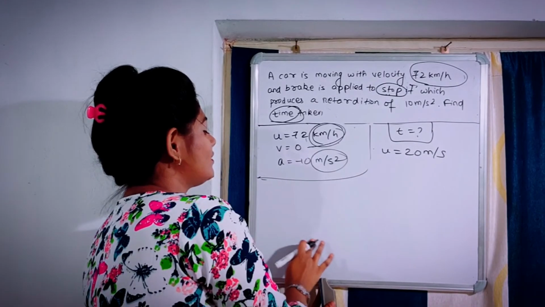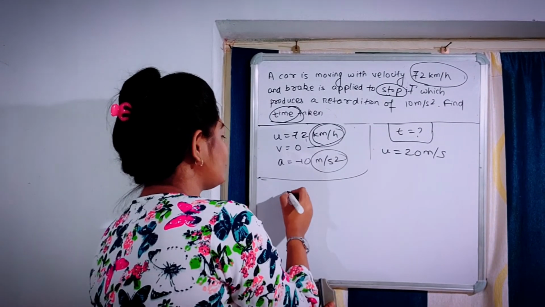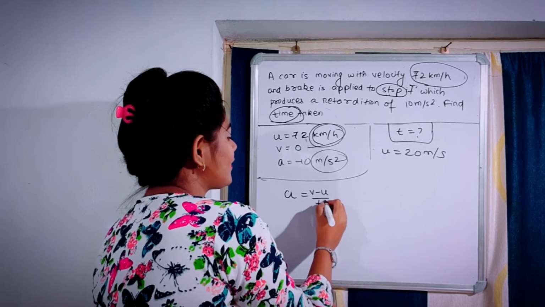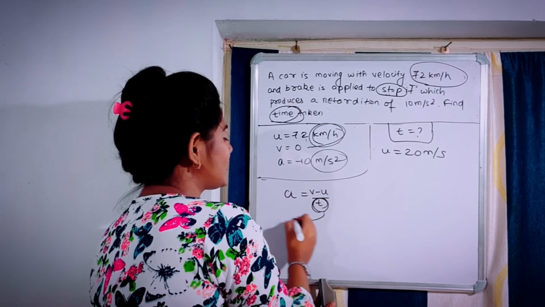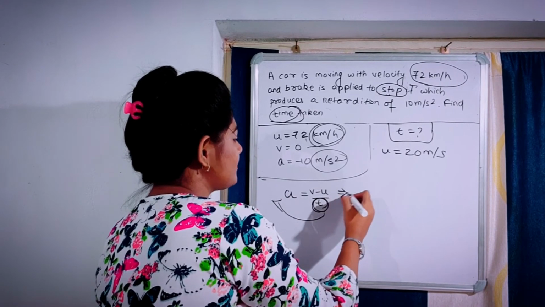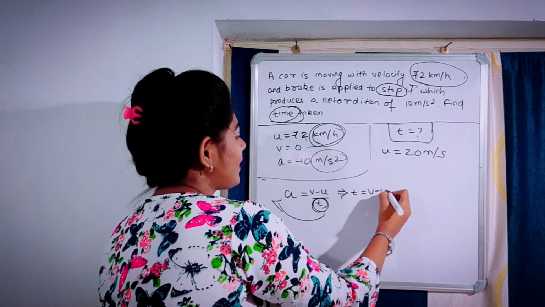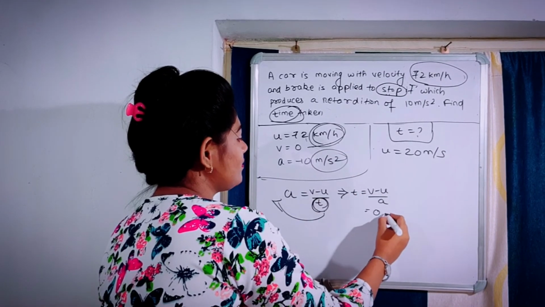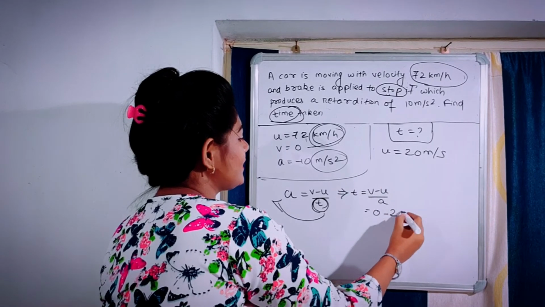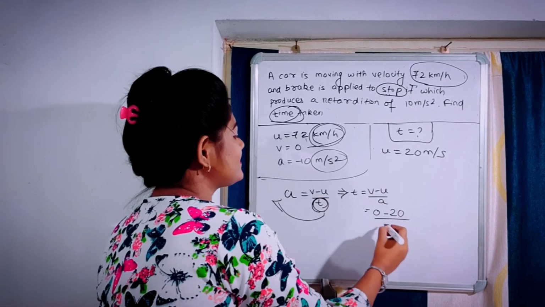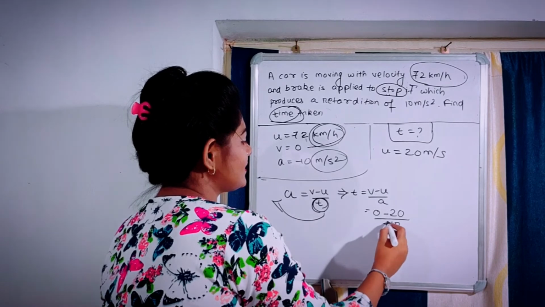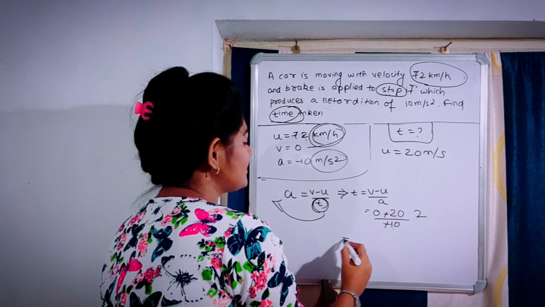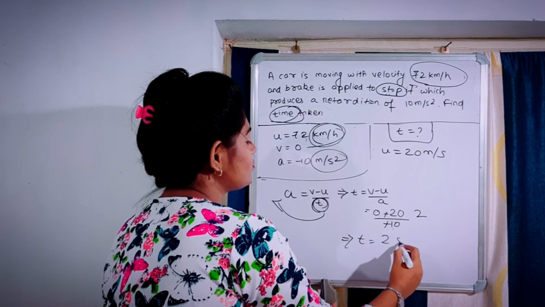Now we will calculate what is asked in our question. So the formula is a is equal to v minus u by t. Here we have to find t, so we will rearrange it. This implies t is equal to v minus u by a. We will put the values here now. v is 0 minus 20 by a, which is given as minus 10. So this is minus 20 by minus 10, that is 2. So this implies t is equal to 2 seconds.